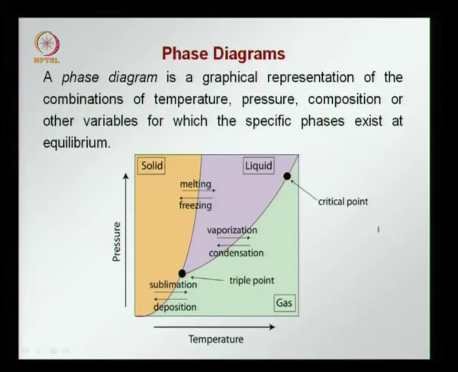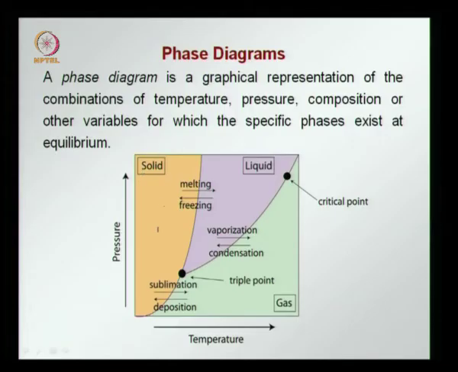Now we come to phase diagrams, which you would have studied in the first years of college. There is the interaction of temperature, pressure and composition in a material. The phase diagram is a graphical representation of the combinations of temperature, pressure, composition or other variables for which specific phases exist at equilibrium. In this case we have a generic phase diagram on the screen with pressure on the y axis, temperature on the x axis, and we have different regions where different phases exist.